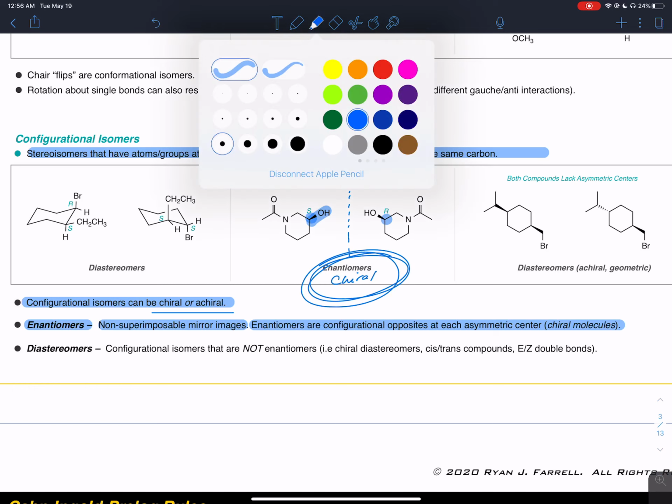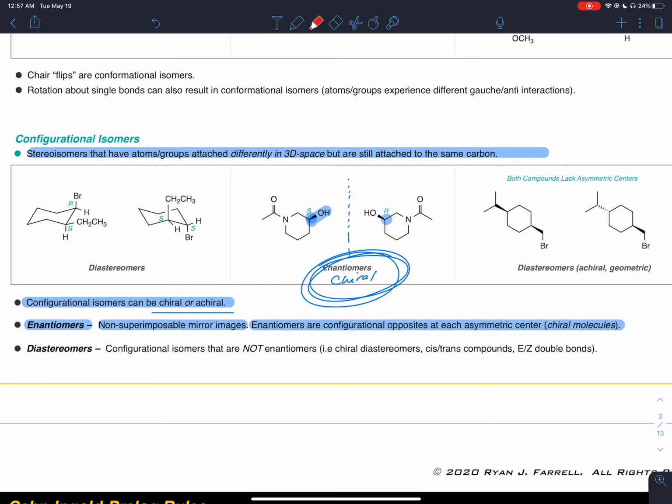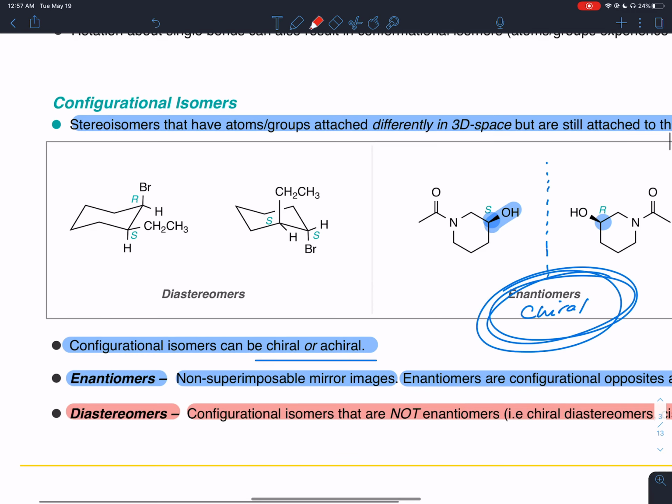Now, we also have another type of configurational isomer, stereoisomer, which is a diastereomer. This has kind of a more vague definition. A diastereomer is a configurational isomer that is not an enantiomer. Okay, they are not enantiomers, but they're also not identical. So let's look at an example of a diastereomer. Here you have a compound with a bromine and an ethyl, 1,2 to each other. Configurationally, notice how the left one is RS and the right structure is SS. So the carbon with the bromine has changed, while the carbon with the ethyl has stayed the same.